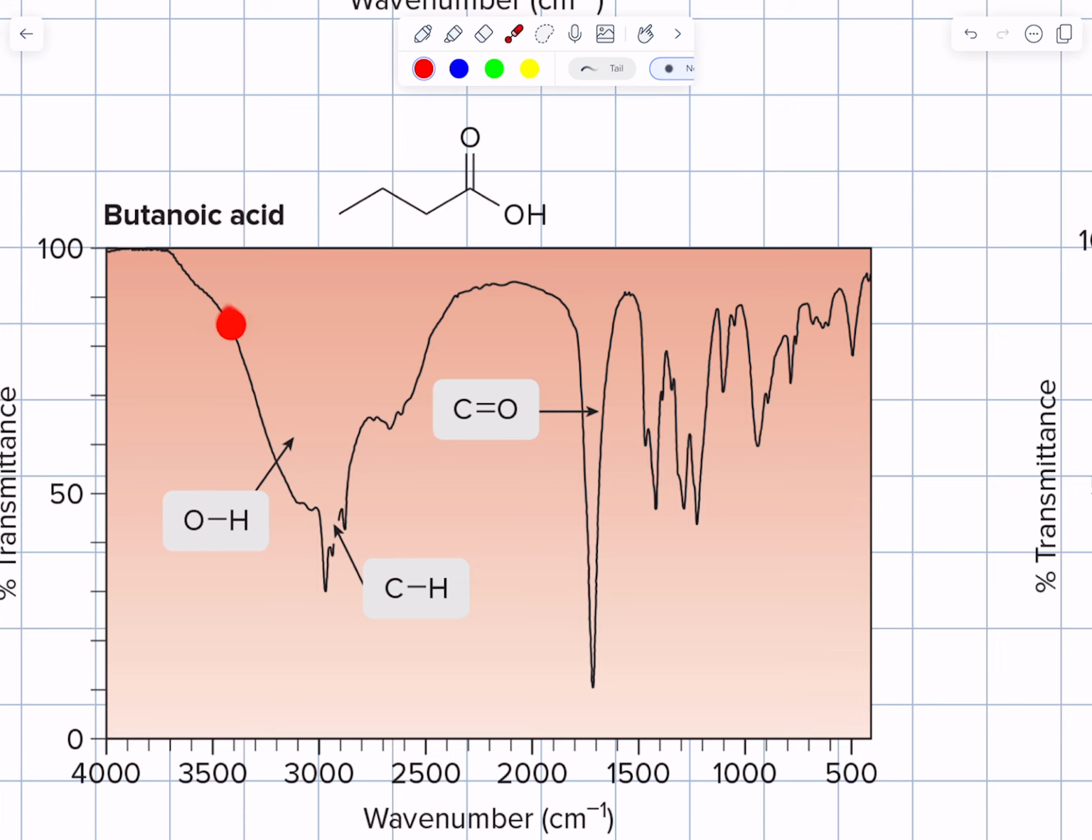A couple more things. One of the ways you can distinguish an acid from an ester is that the ester will lack the OH peak. So here I've got the characteristic carbonyl peak, here no OH peak. And then I think these are our last two examples before we do a practice problem.